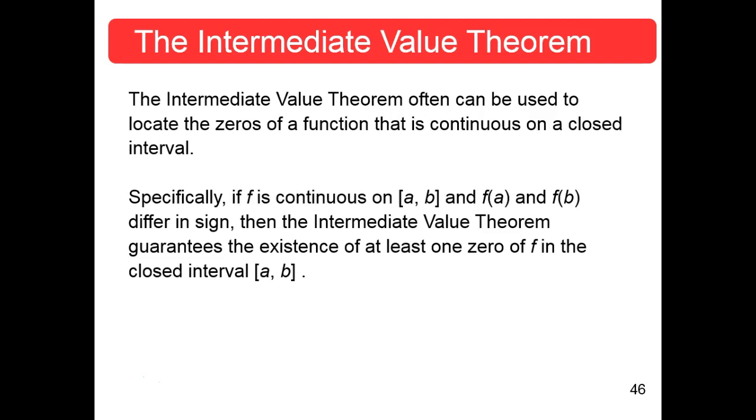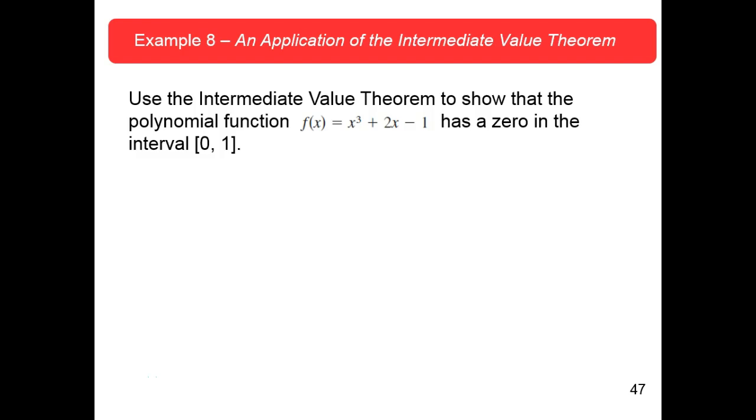Specifically, if f is continuous on a to b, and f of a and f of b differ in sign, one is positive, one is negative, it doesn't matter which, then there will be values where f of c is equal to 0. That's where we need to find those. There will be at least one 0 in between a and b, if it's a continuous function.